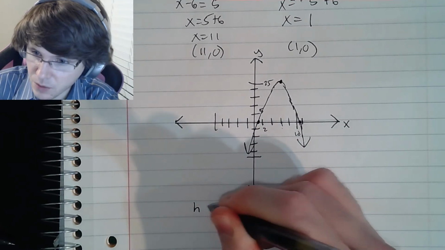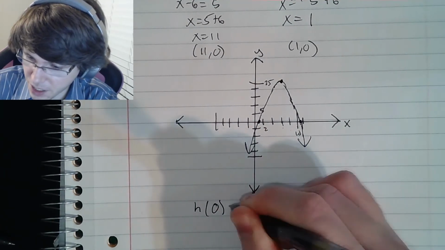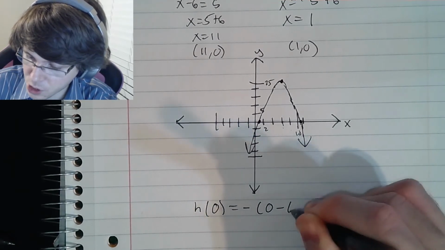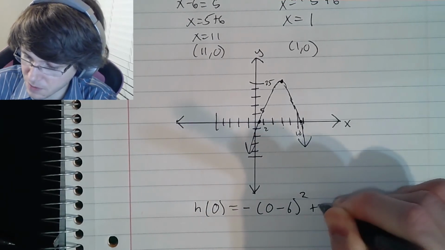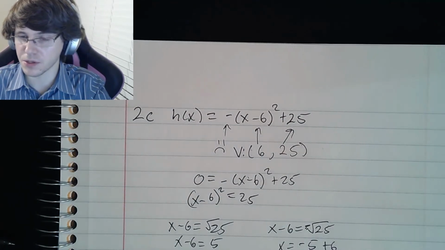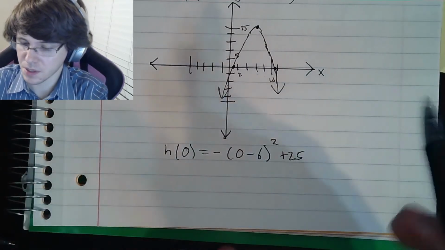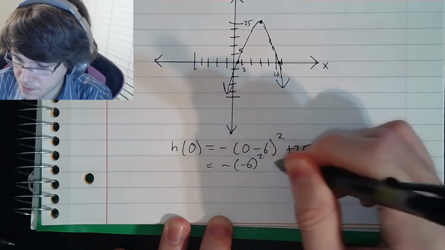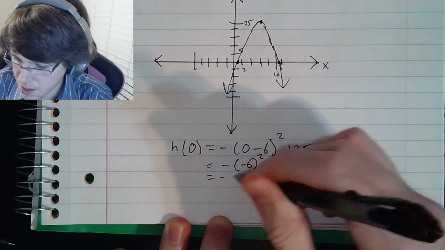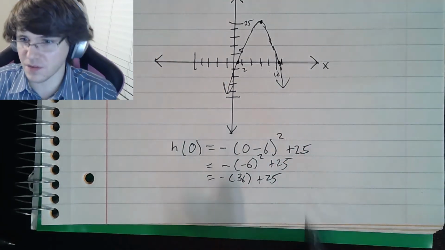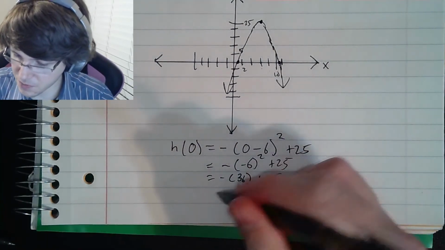So to do that one more time, we're going to plug in 0 for x and see what y value we get. We're just making x equal to 0 in the original equation. The original equation had this x here, and we're making both of those x's 0. Simplifying. Negative 6 squared is positive 36. But you saw that negative out in front. Negative 36 plus 25 is negative 11.